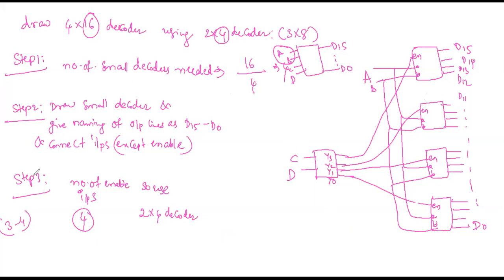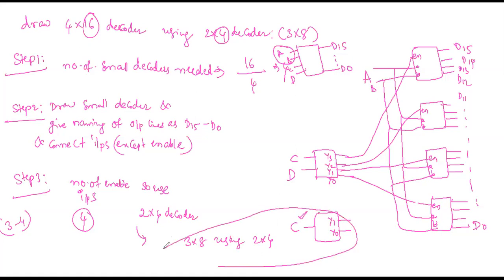In step 3, we have done one mistake of the previous problem, that is 3 by 8 decoder using 2 by 4 decoder. In the step 3, I have done the mistake. That mistake is when you are giving input C, I have written Y0, Y1, it should be Y1, Y0. That's all. Everything is good. This is the mistake that happened. You check it.